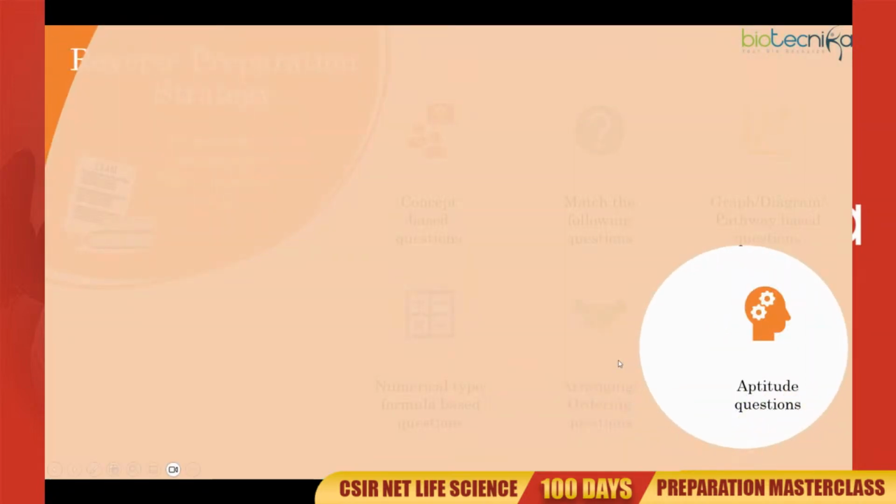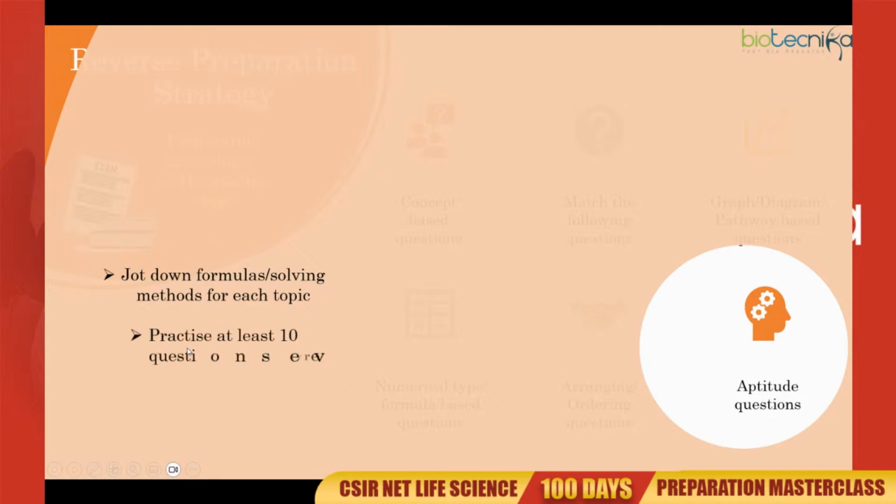And the last is the aptitude section, which you can't really memorize or study. This is something which you develop. So, first, jot down all the formulas and solving methods for each topic, and also practice at least 10 questions every day. That is how you will develop. Later, once you have mastered accuracy and are getting everything correct, then you can work on the speed.